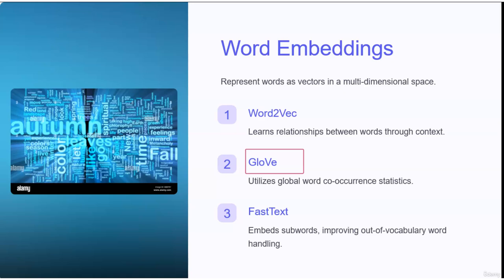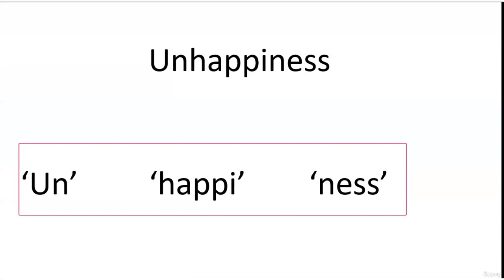FastText improves on Word2Vec by embedding subwords. This means it can handle out-of-vocabulary words better, as it breaks words into smaller parts and learns from them. For example, if the model encounters the word unhappiness, it can break it down into un, happy, and ness, and understand its meaning even if the exact words were not in the training set.